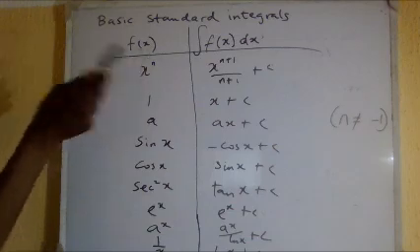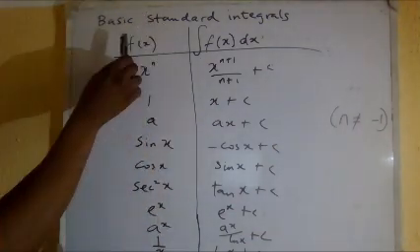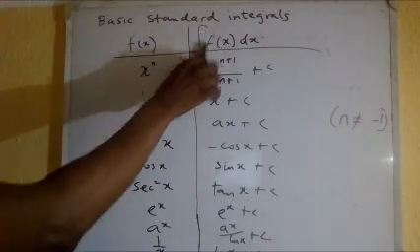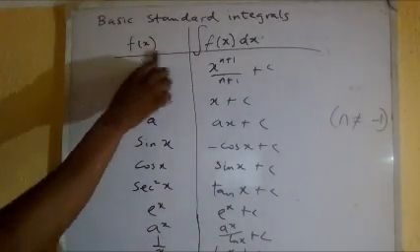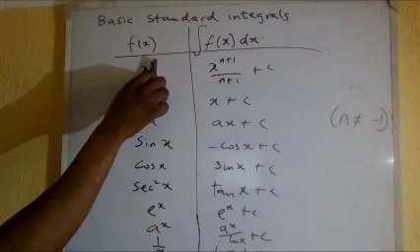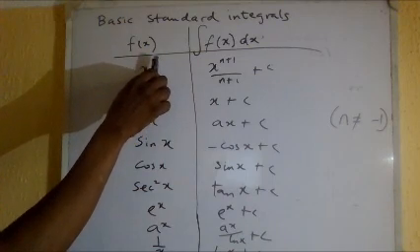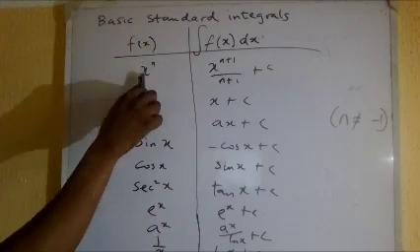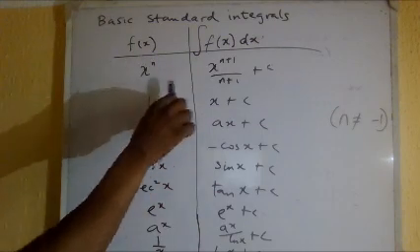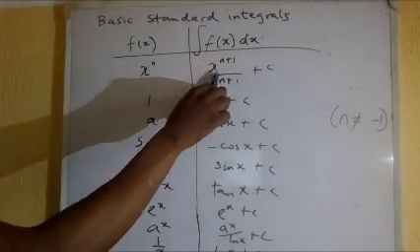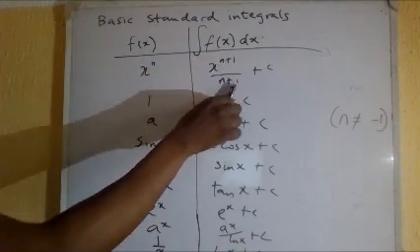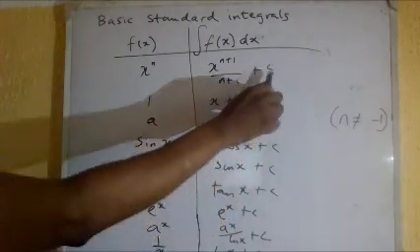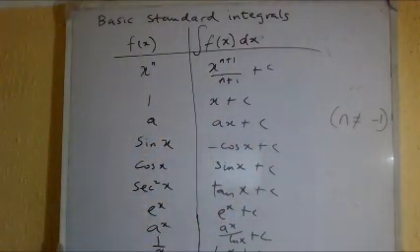Okay, so on the board we have the basic standard integrals. So if this column is the function of x, then the integral of this function of x are the following. So if you have any polynomial, a variable that is raised to any integer, x raised to the power n, the integral will now become x raised to the power n plus 1 all over the summation n plus 1 plus c.